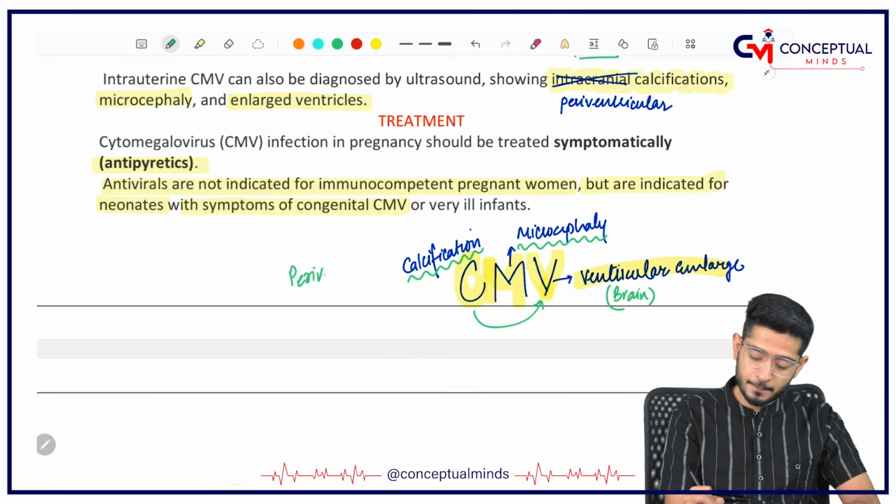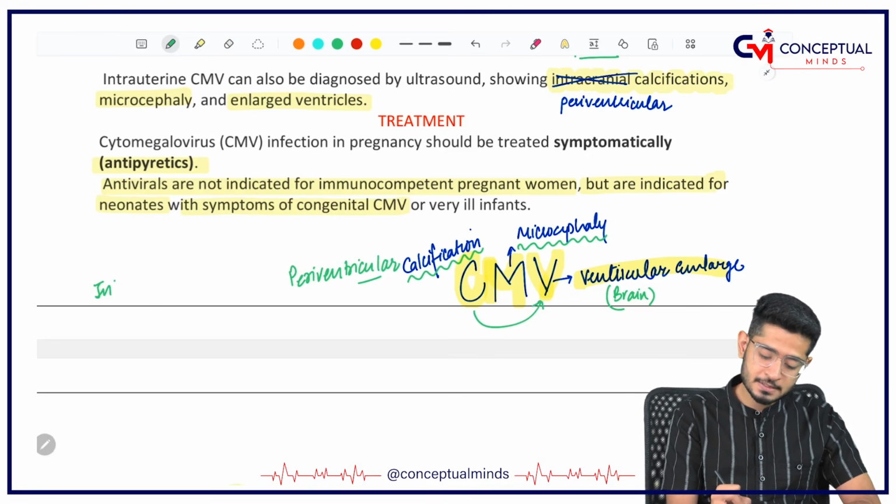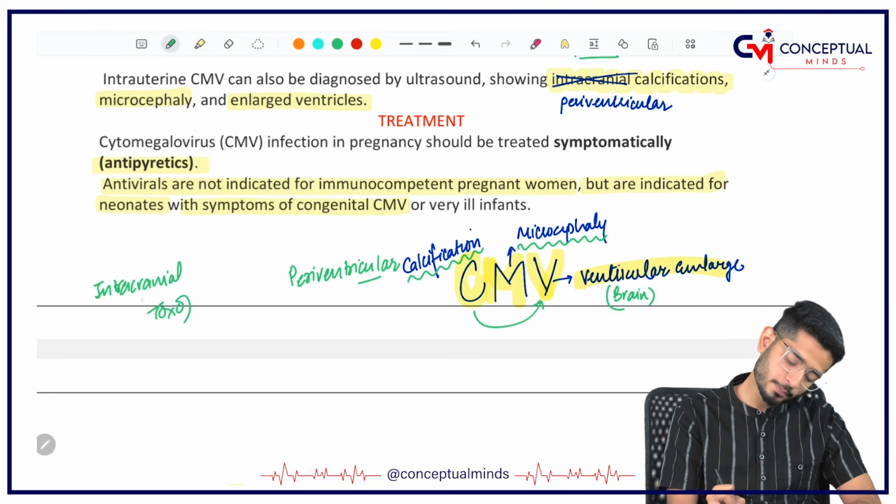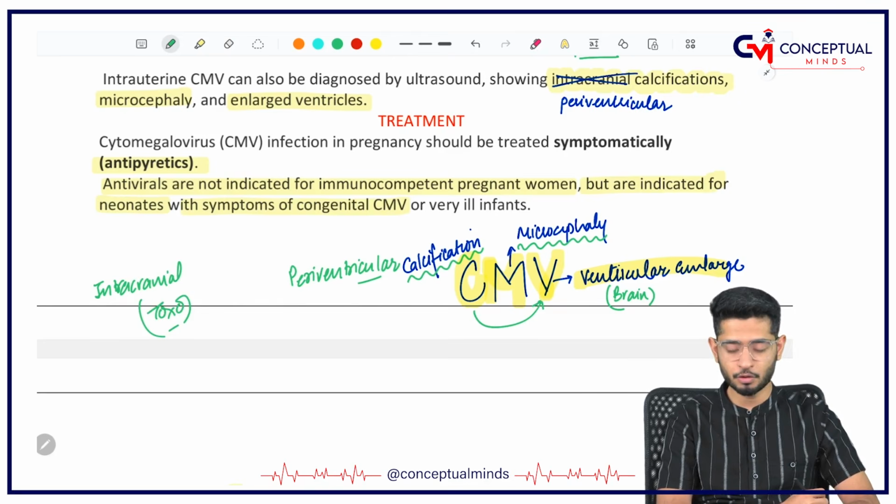This is called periventricular calcifications. Whereas, my dear friends, intracranial calcifications were there in toxoplasma. Okay, you got it? Great.